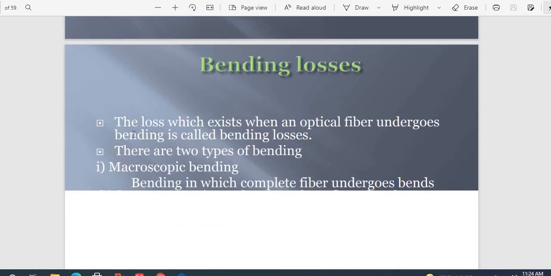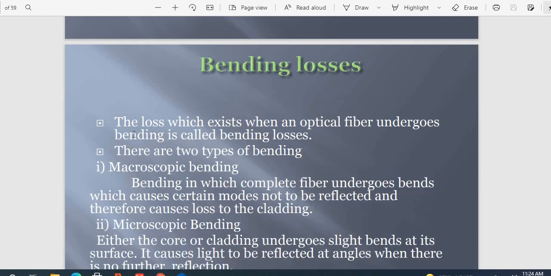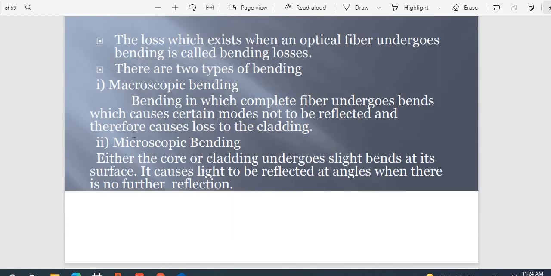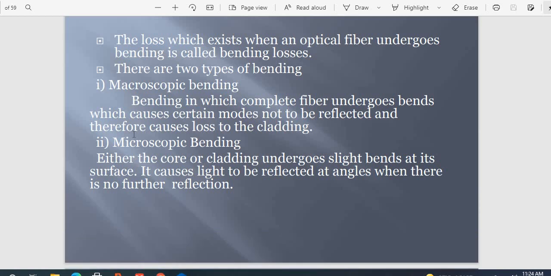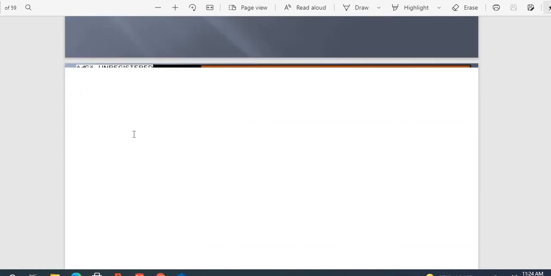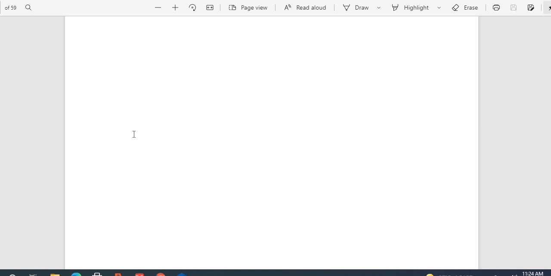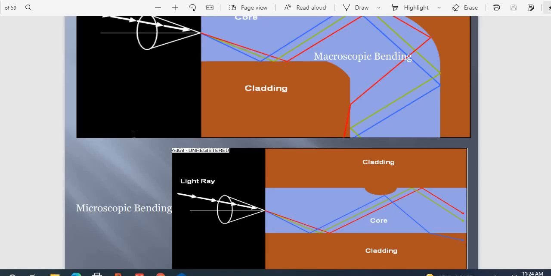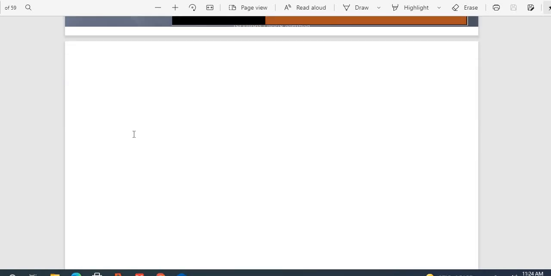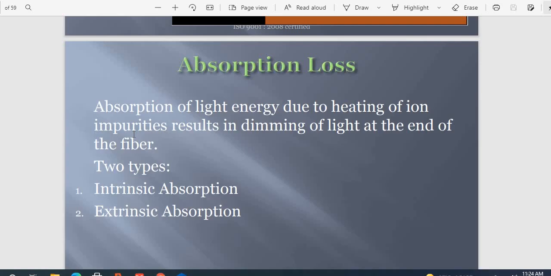Similarly, the bending losses depend upon two parameters. One is macro, another is micro. Macro is what? Micro is what? It is caused by the fiber undergoing bends, and it does not affect the core, but it affects the cladding, right? This is called macro. Micro means it affects both the core as well as the cladding. So this is called micro. This diagram we also covered in the previous session, so I'm not going into detail of it.